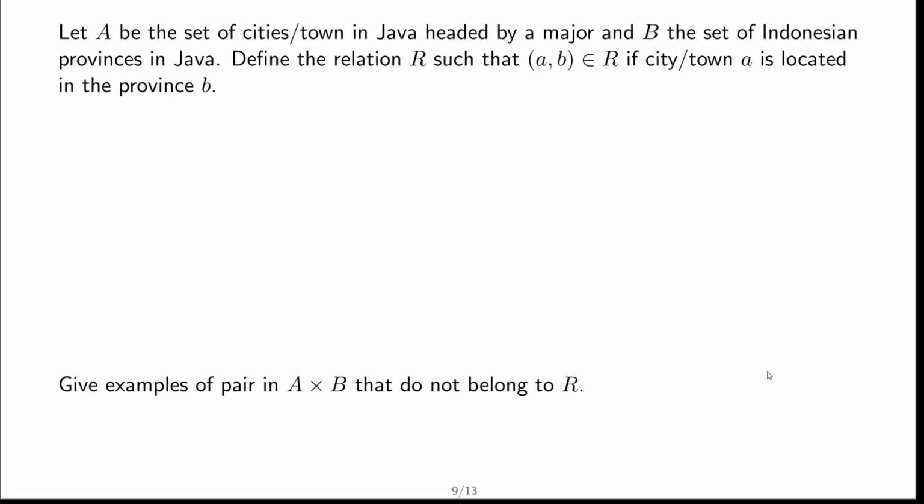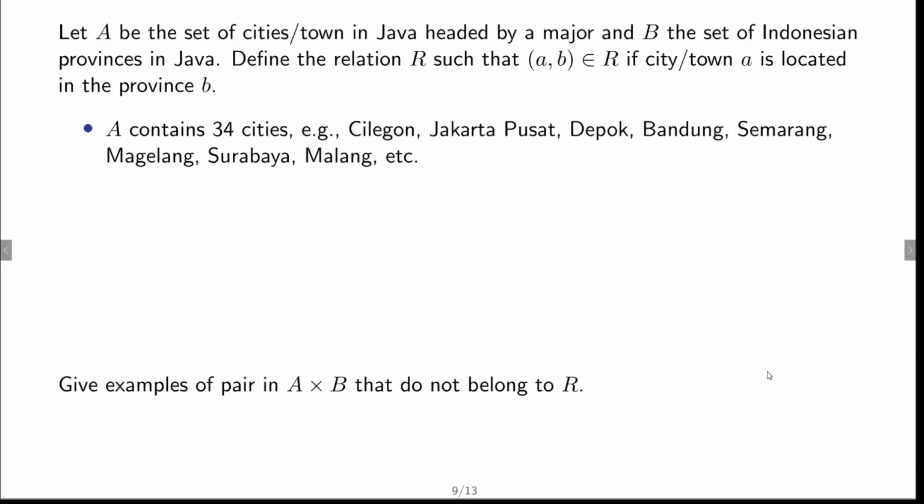So, how do we solve this problem? Well, first, let's identify the set A and the set B. The set A contains cities, and the cities must be headed by a mayor. Simple lookup in Wikipedia or Google could give us the fact that A contains 34 cities. For example, Cilegon, Jakarta Pusat, Depok, Bandung, Semarang, Magelang, Surabaya, Malang, and so on. So you have 34 cities in Java that are headed by a mayor.